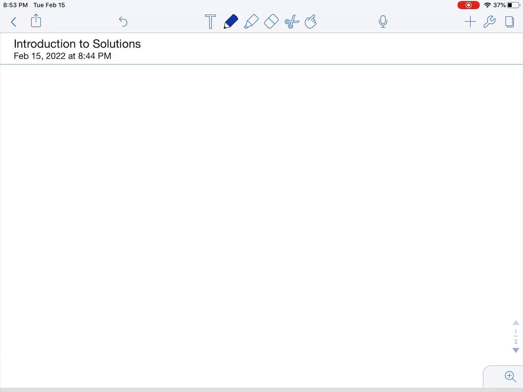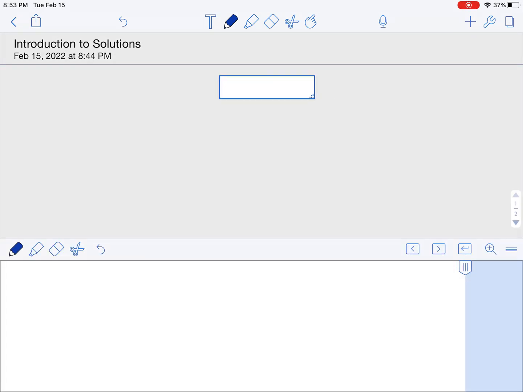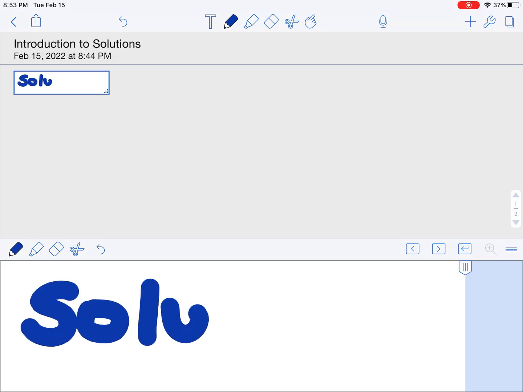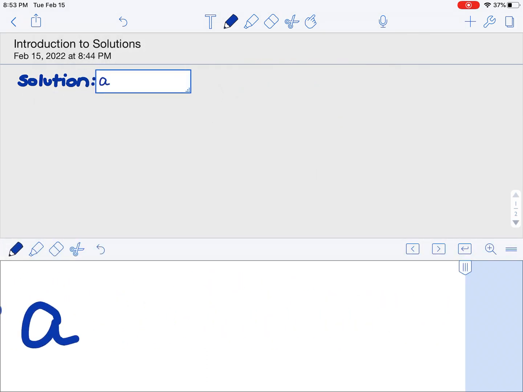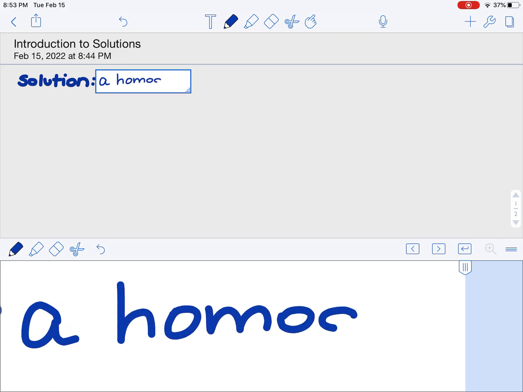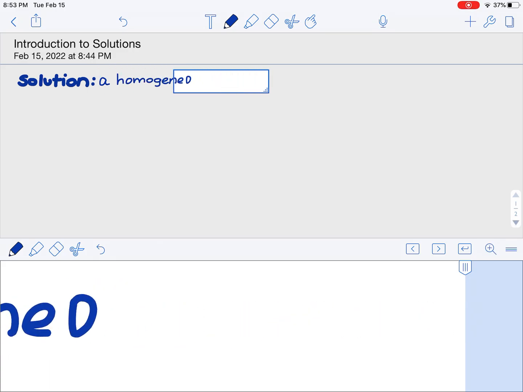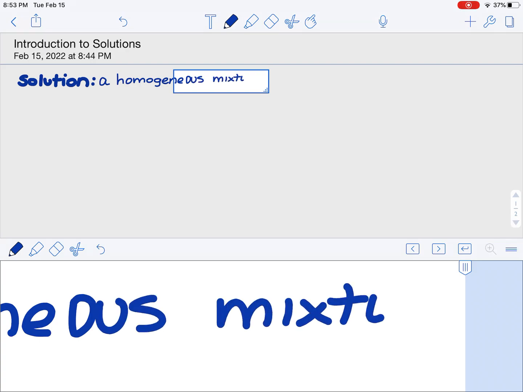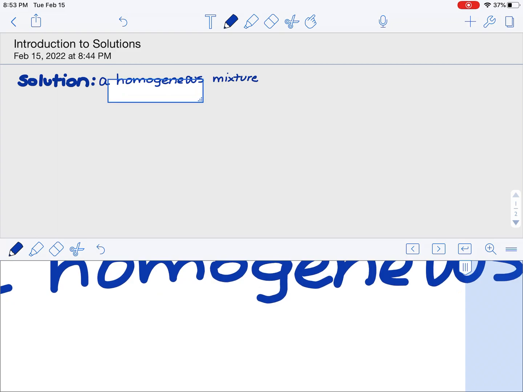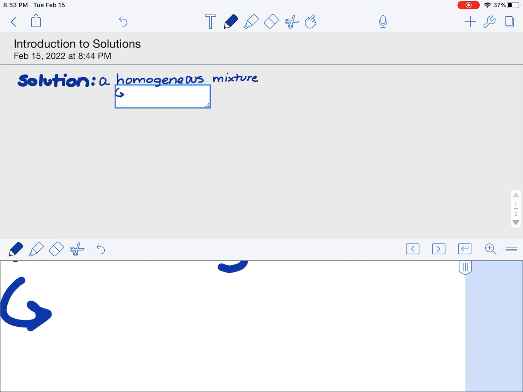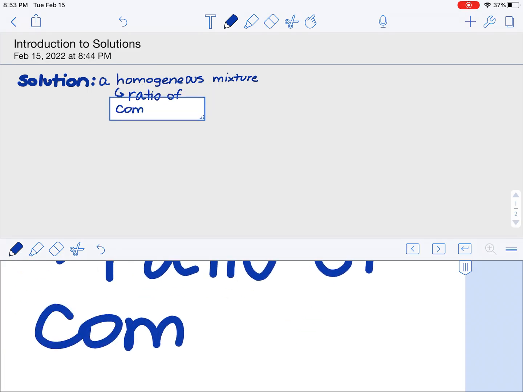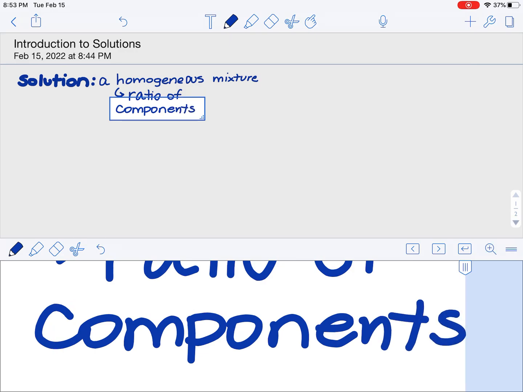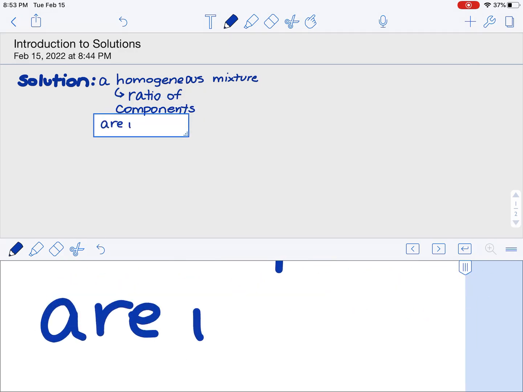Let's start with a definition. A solution, if you remember from earlier this year, is a homogeneous mixture. A friendly reminder that homogeneous means the ratio of the components of your mixture are uniform or the same throughout.